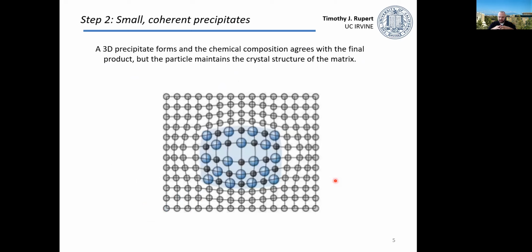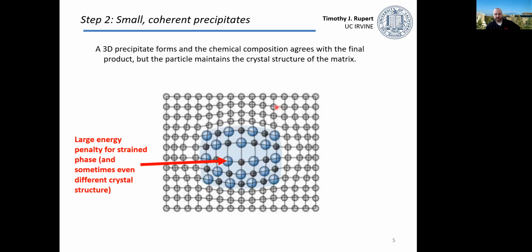The second step is once these GP zones start to grow, eventually they can get big enough to form a full 3D precipitate. The chemical composition of that new phase is going to agree with the final product. But usually the next step is that the particle maintains the crystal structure of the matrix. So in this case, our matrix is gray and it's starting to form this gray and blue ordered compound. And chemically, it's got the right percentages, but it doesn't have the crystal structure it likes. Instead, it's just trying to match what the matrix is doing.